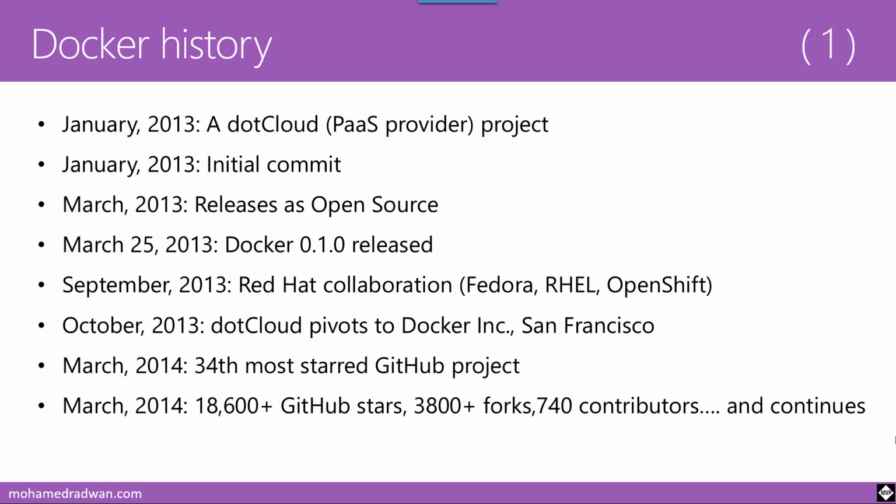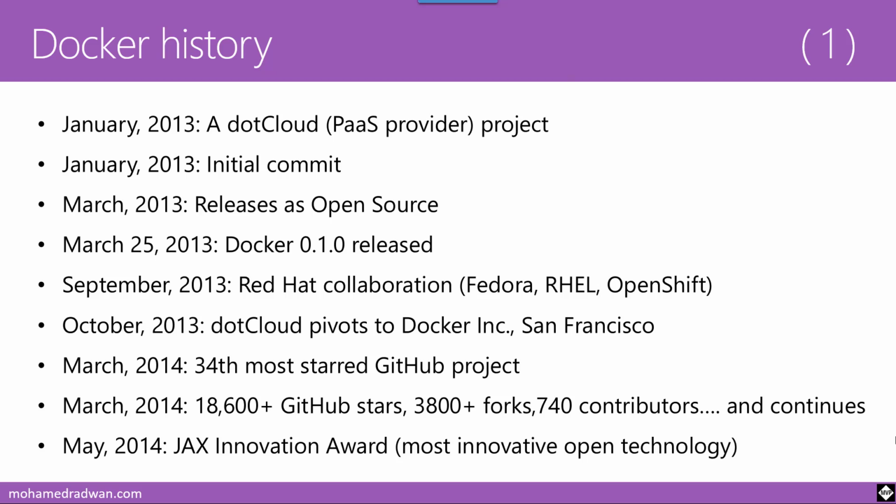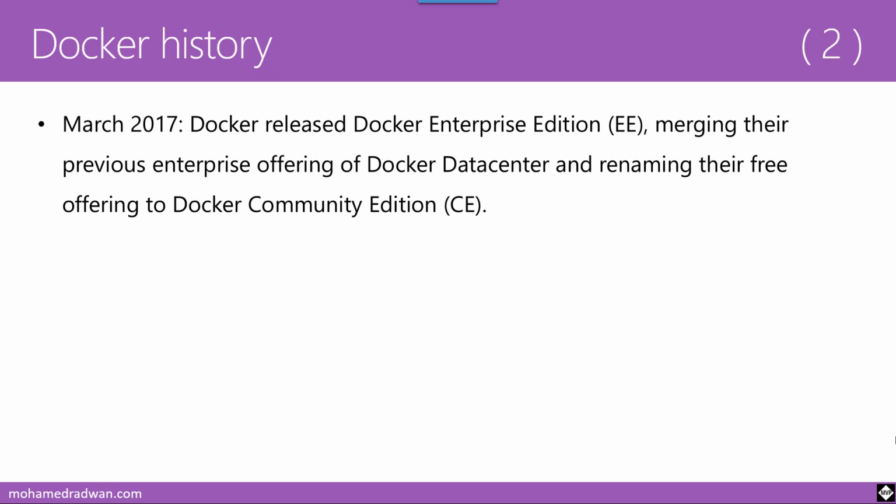So we can see that in March 2014, it had more than 18,600 stars on GitHub, 3,800 forks, more than 740 contributors and more, and it keeps continuing. In 2014, it won the JAX Innovation Award, for the most innovative open technology. In March 2017, Docker released Docker Enterprise Edition, merging the previous enterprise offer, which was called Docker Datacenter at that time, and renaming their free offer to Docker Community Edition, or CE.